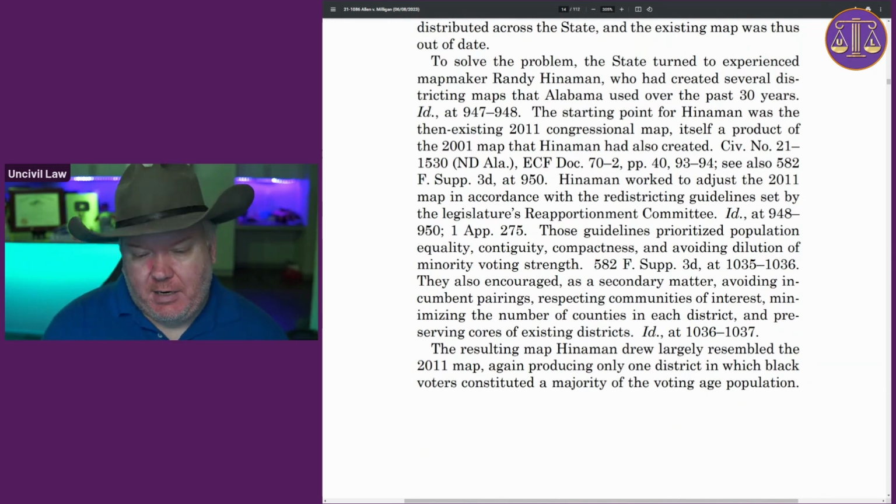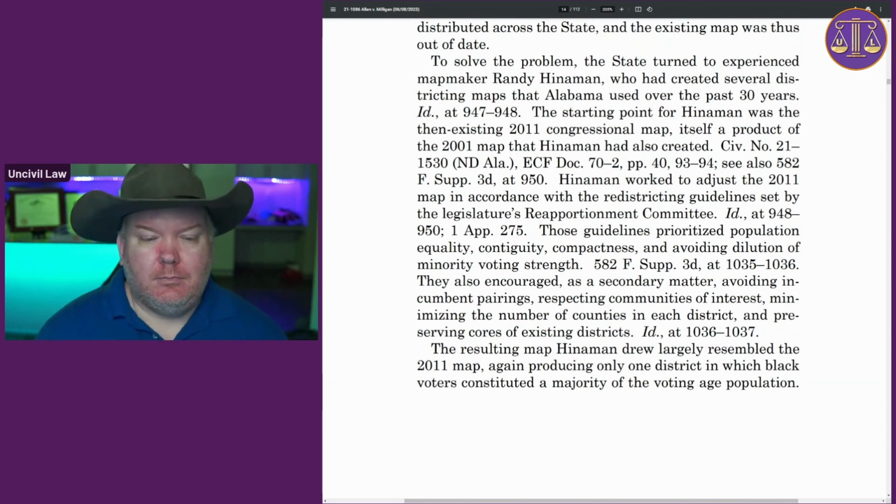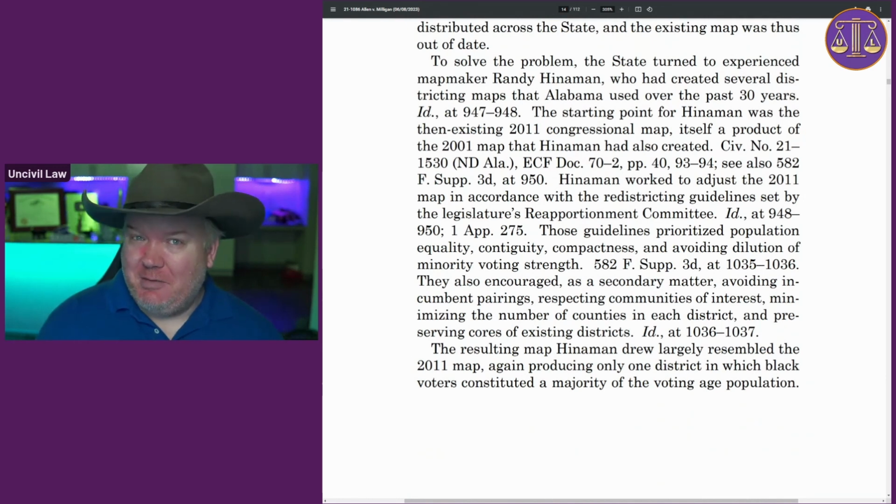They also encouraged, as a secondary matter, avoiding incumbent pairings, respecting communities of interest, minimizing numbers of counties in each district, and preserving cores of existing districts. Okay. So yeah, they avoided incumbent pairings. So they made sure that when they redrew the lines, they didn't redraw the lines in such a way that 2 people who held office at the same time were suddenly within the same boundaries. Because that would be bad because only one of them could win, and we want to make sure that they both can win, right? So when we're redrawing the lines, we take note of the homes of the currently elected legislators to make sure that we don't put 2 of them in the same district. How thoughtful.